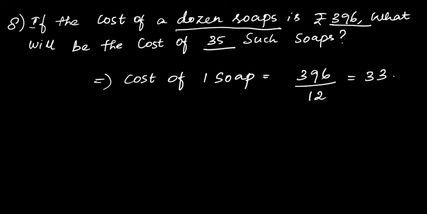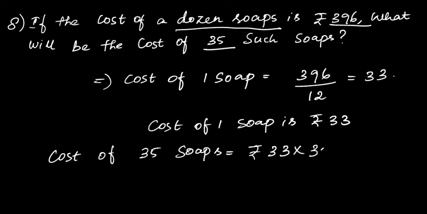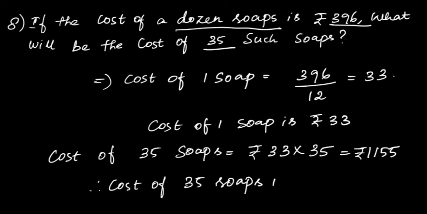So the cost of one soap is rupees 33. So now you need to find the cost of 35 such soaps. So cost of 35 soaps is equal to, multiply rupees 33 and 35. So when you multiply, you will get 1155. Therefore, cost of 35 soaps is rupees 1155.